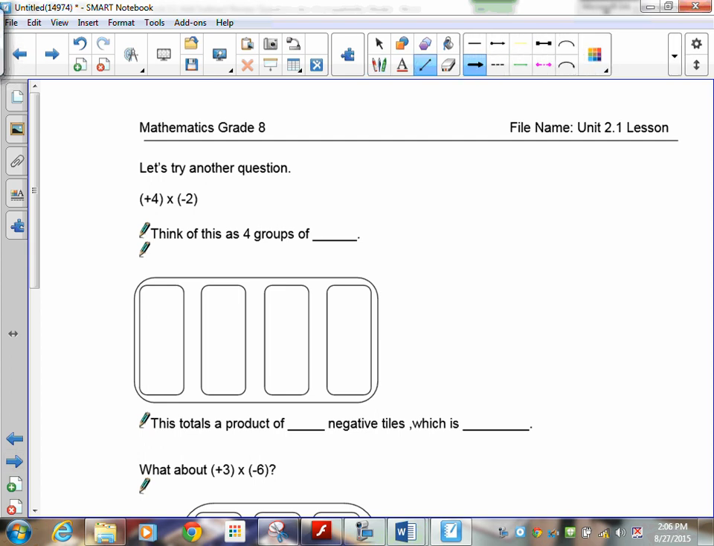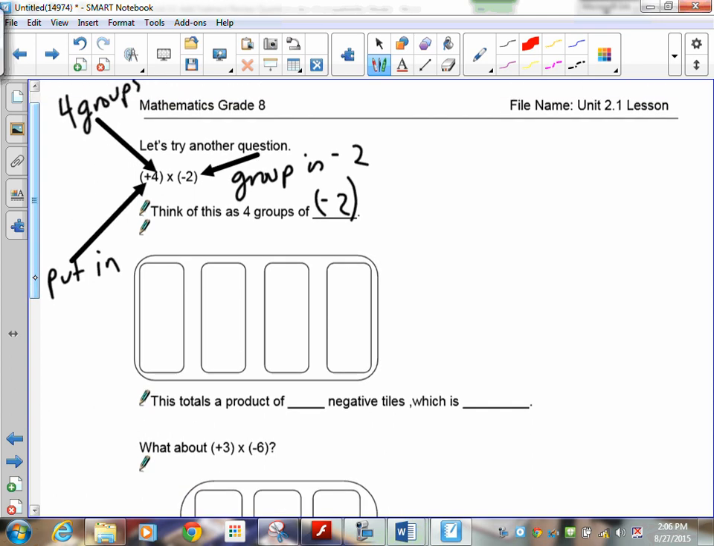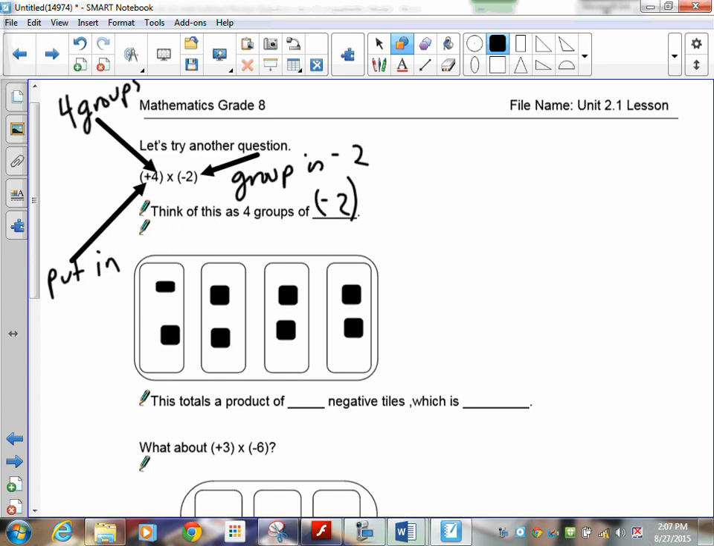Okay, positive 4 times negative 2. Let's try this one. Again, positive means put in 4 groups of negative 2. Group is negative 2. So let's do this. 4 groups of negative 2. 1 group, 2 groups, 3 groups, 4 groups. So this product totals negative 8. Okay? So it's 8 negative tiles, which is negative 8. All right? Again, look at that. A negative answer.